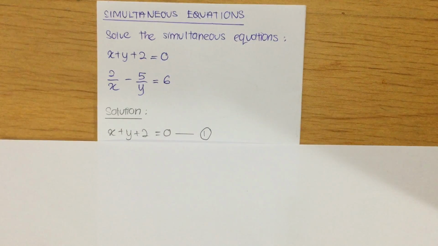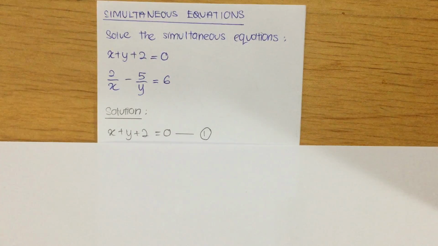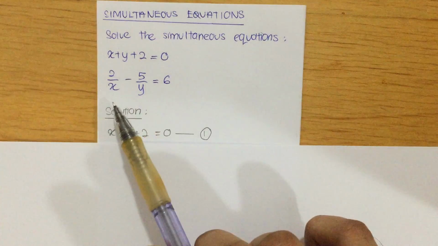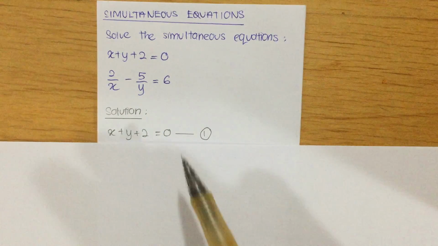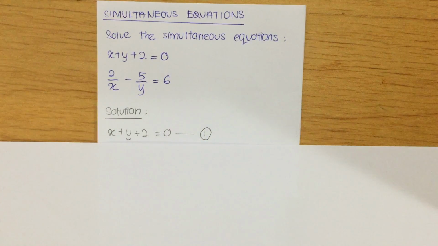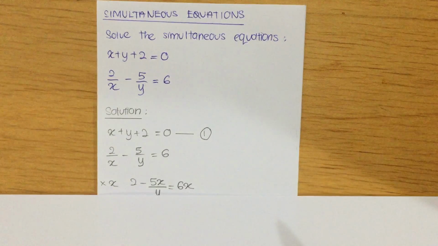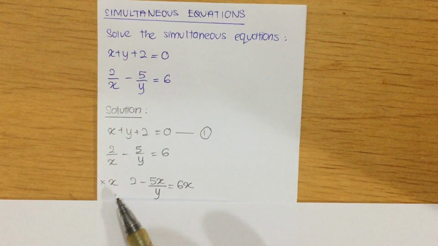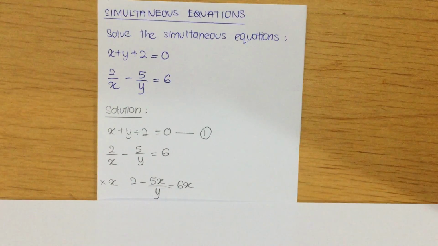From here, we have already denoted our x plus y plus 2 equal to 0 as our first equation. But then we have a small problem here guys. Our 2 over x minus 5 over y equal to 6 is in a fraction form. So in order for us to proceed with our simultaneous equation, we need to change this such a way that it does not have a fraction. So what we're going to do now is very simple. We're going to times the whole equation by x first. So you should be getting 2 minus 5x over y equal to 6x.